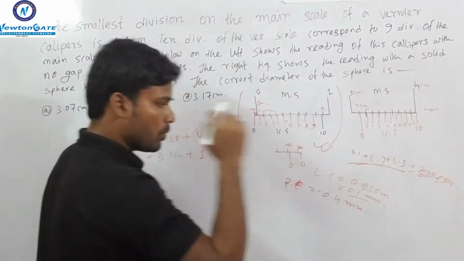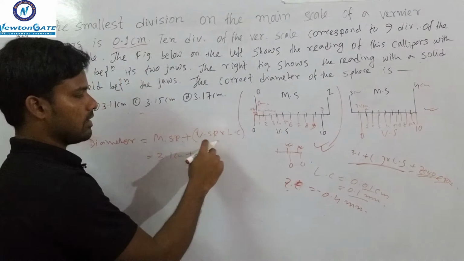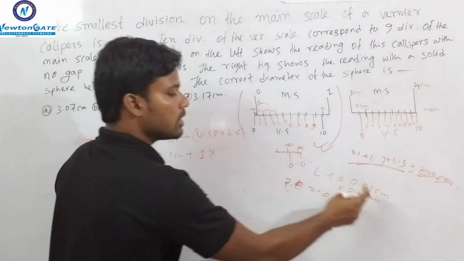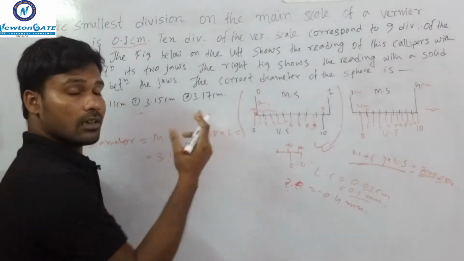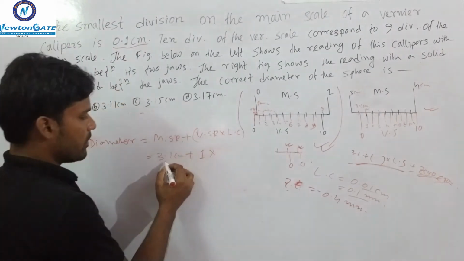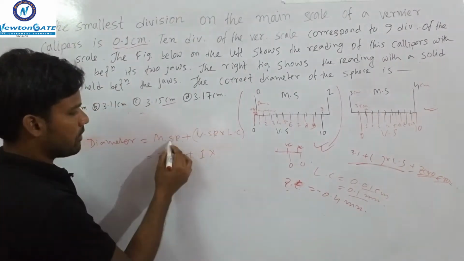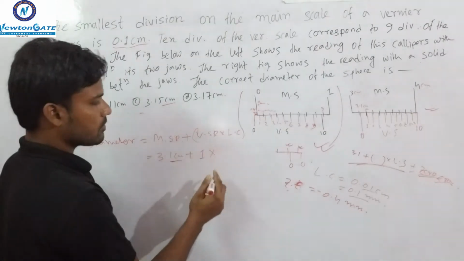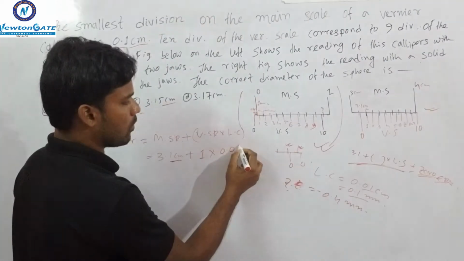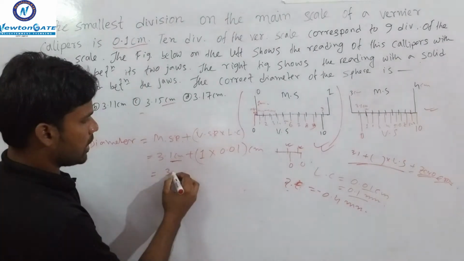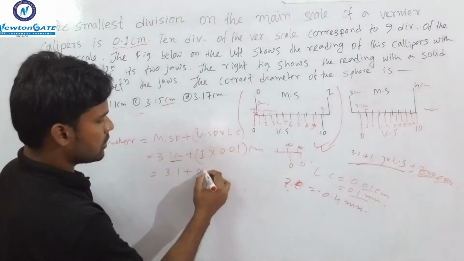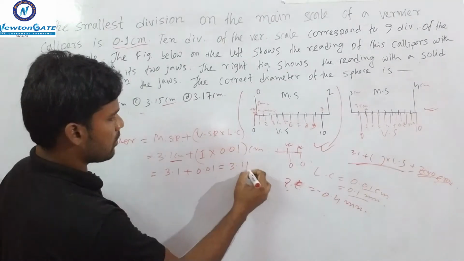Whenever you put least count in centimeter, you get the reading in centimeter. Whenever you put least count in millimeter, you get the reading in millimeter. Here I want to find the diameter in centimeter, and the main scale reading is also in centimeter, so the least count should be 0.01. So you get 3.1 plus 0.01, that means 3.11 centimeter.